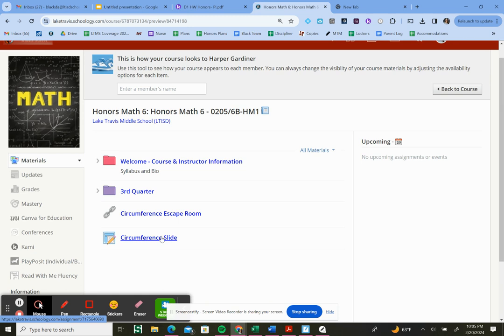Once you're done with the escape room, I want you to try the slide by yourself so you can test yourself a little bit. So escape room, then slide, and then the sub will pass out the homework before it's time to go.